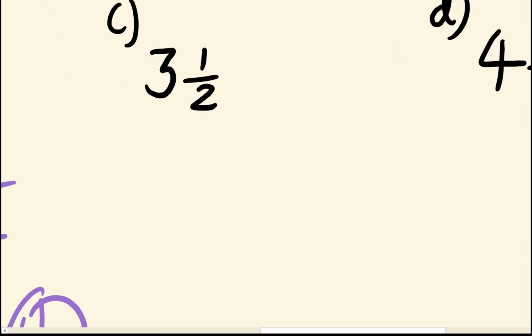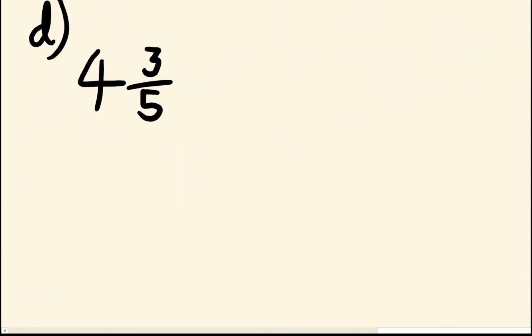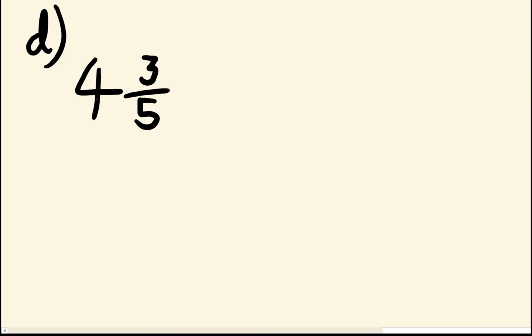So let's try that same trick for part C. All we need to do is do 3 times 2, which gives us 6, and plus 1, gives us 7. So it's 7 over 2. And lastly, same trick again for part D. We're going to do 4 times 5 and then add on 3. 4 times 5 is 20, add on the 3 is 23, so it's going to be 23 over 5.